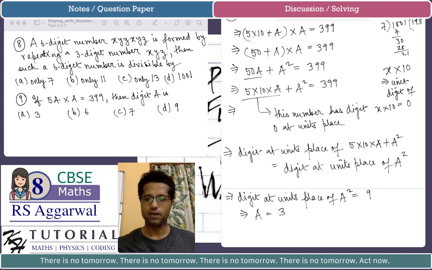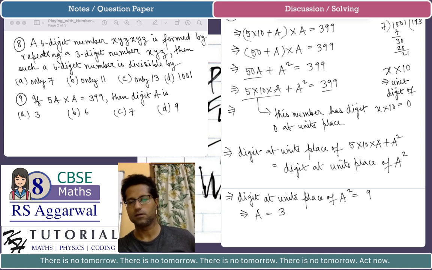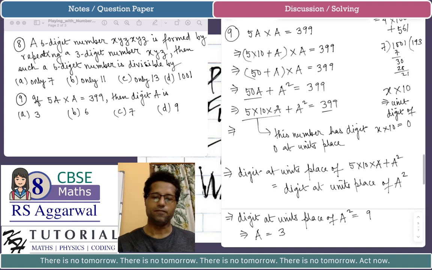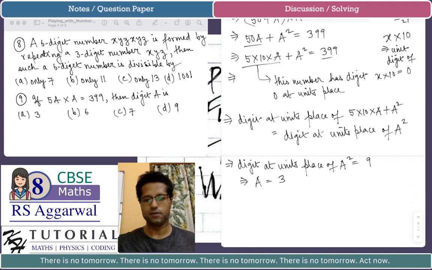Now we have to utilize the fact that the number is 399. We have to utilize the digits at the tens place and the hundreds place, that is 3 and 9. Let's say if a is 3, so we can say that a is 3 or 7.